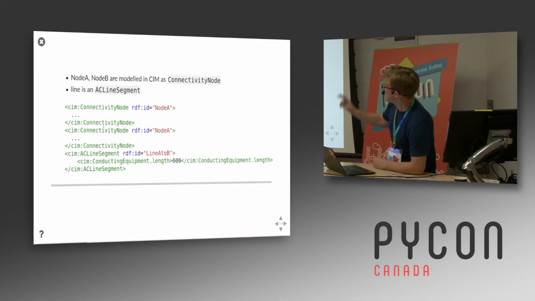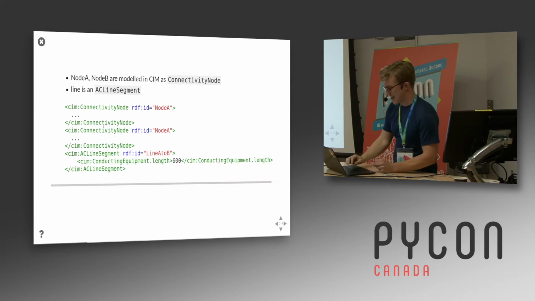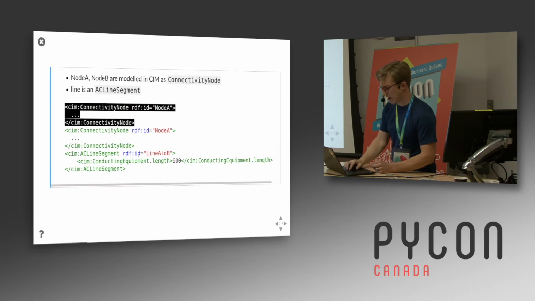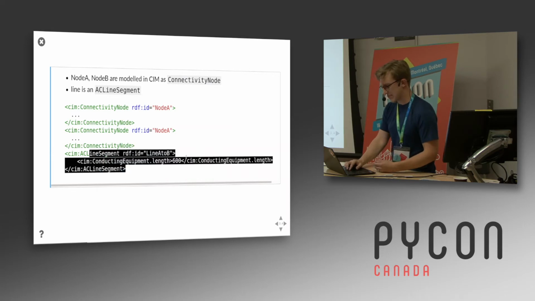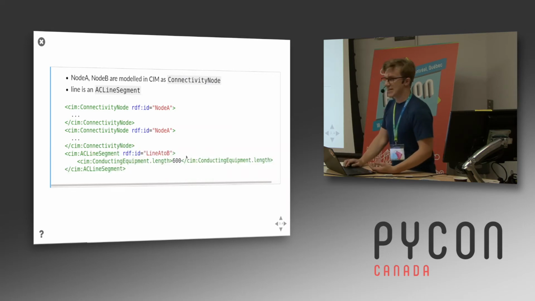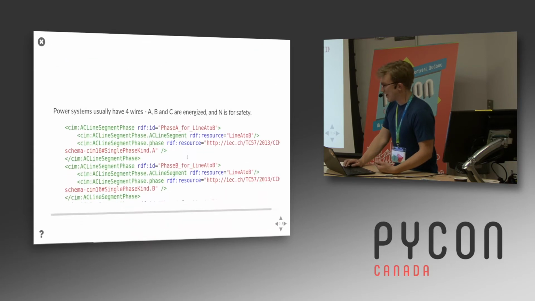So we've got node A and node B, and these are modeled in CIM as connectivity nodes. You can see we have two XML objects here, which are connectivity nodes, node A and node B. And then we have an AC line segment, which is the line that goes between them. And that has an attribute, a length of 600 meters. So that's like the very basics. But what else could we have?